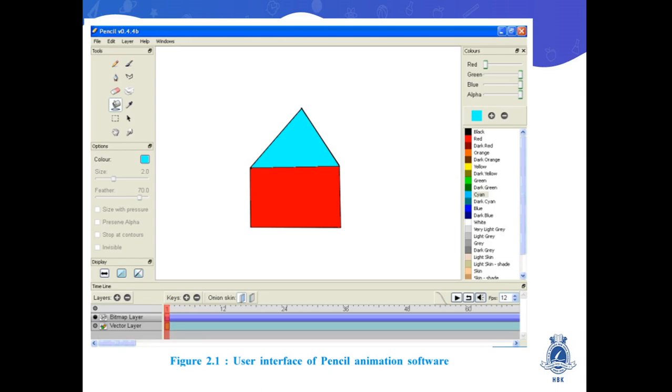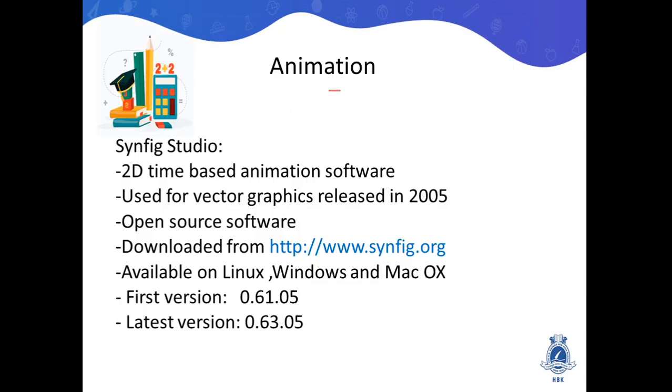Now we move on to the main software that is widely used for our animation practical. This is Synfig Studio. Before we go into the practical, we need some information about Synfig Studio. Synfig Studio is open source 2D software to design time-based animation. 2D means it is used to develop two-dimensional applications, used for vector graphics, and it was released in 2005.